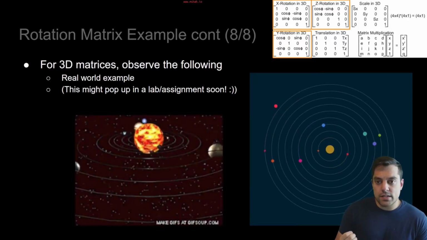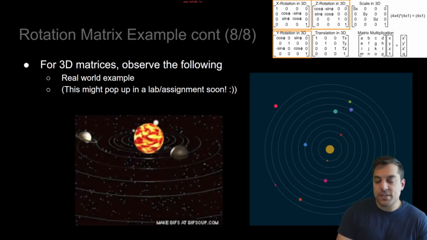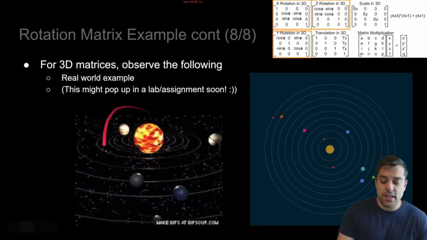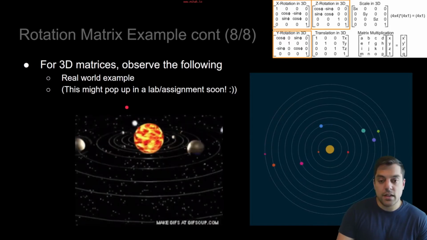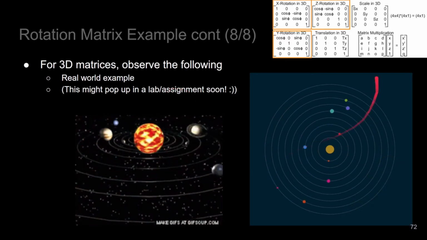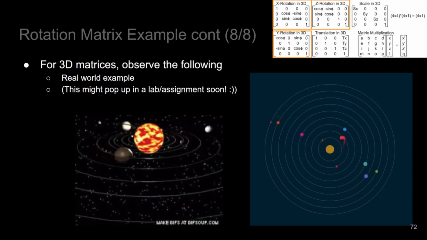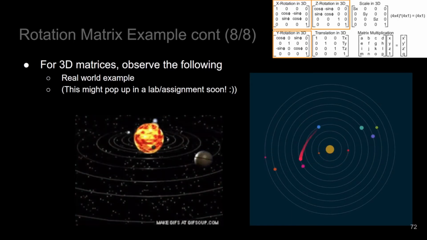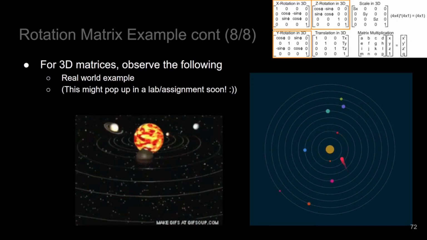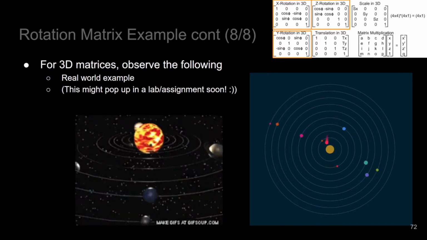All right, so for 3D matrices, some of the things that we're actually going to do later on are building things like solar systems and thinking about some of these rotations. Here it is in 2D, and the relationship between these objects and how they rotate. So we'll really get a chance to exercise some of those here.